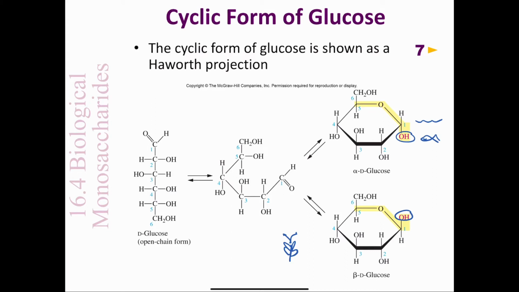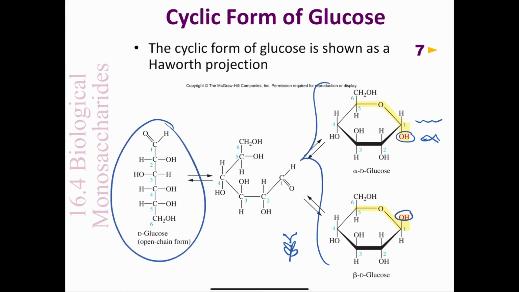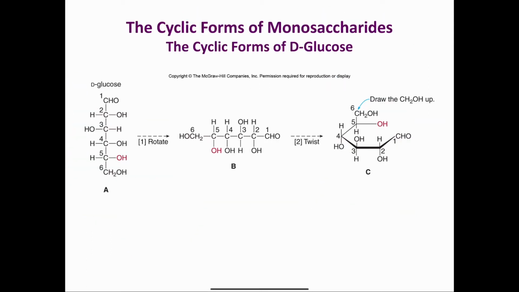Let me show you how to draw the cyclic forms, starting with the open chain form. We start with our open chain form here. So here's our D-glucose molecule, and then we pretend we're chopping it down like a tree and that it's going to fall to the right. If you think about knocking it over, if it was to fall on the ground like that, what would it look like?